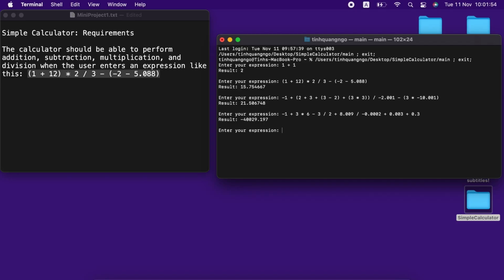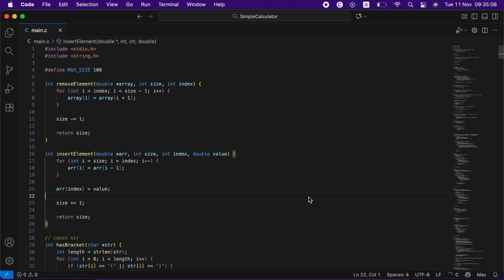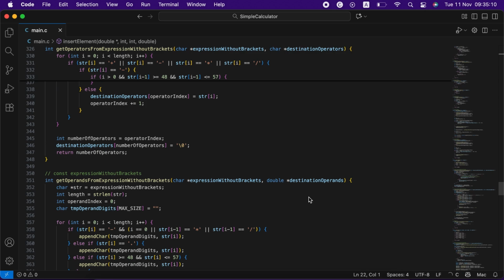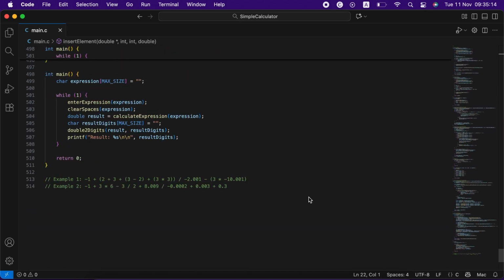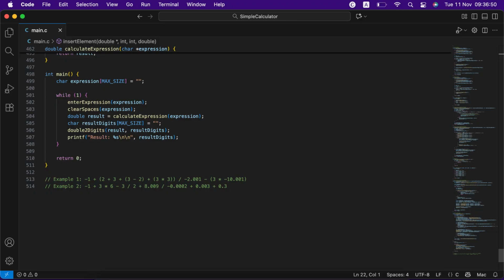Next, I will show you the code. Very short, right? Okay, I will show each part of the code you can see, or maybe you can find the code by the link.